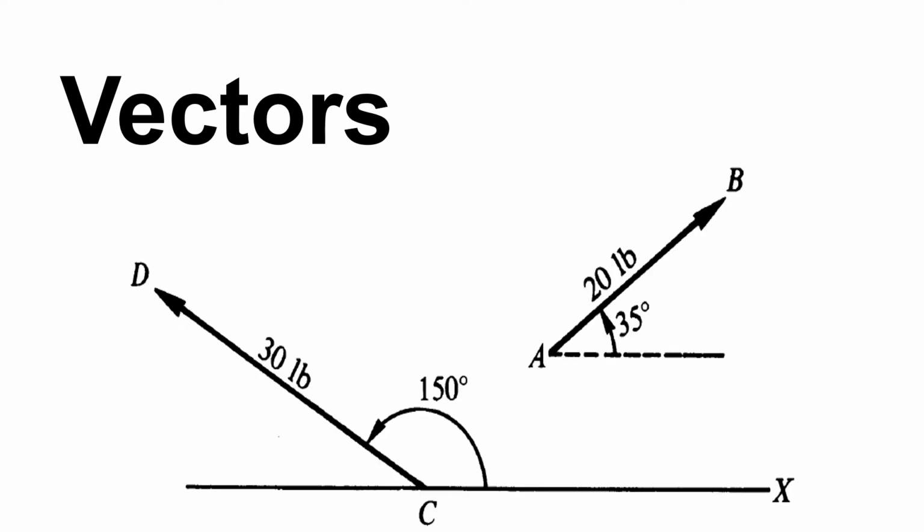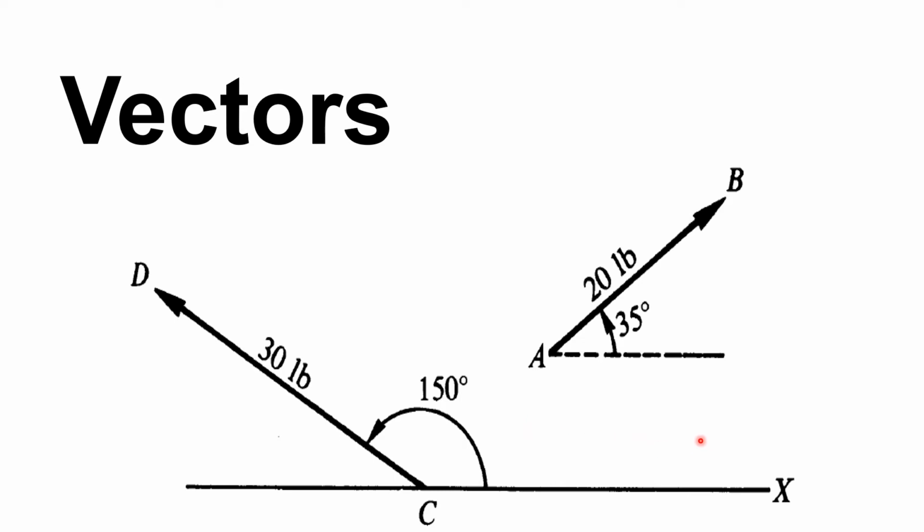Another example, this time involving forces. As you can see in this diagram, vector AB represents a force of 20 pounds making an angle of 35 degrees with the positive direction on the x-axis, and vector CD represents a force of 30 pounds at 150 degrees with the positive direction on the x-axis. Both vectors are drawn to the same scale.